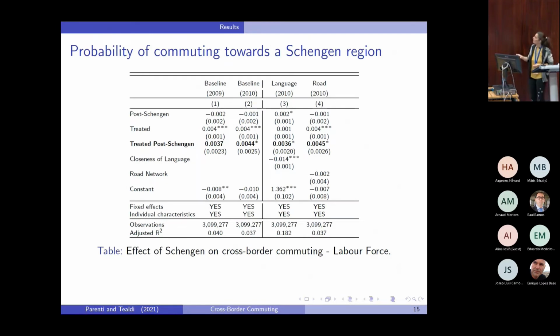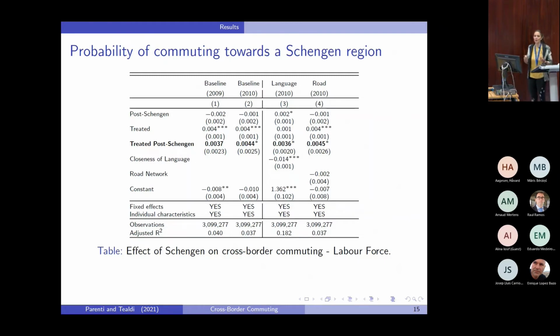So the baseline model is this one. As you can see, it's comparable to what we have seen in the event studies. The only difference is that there is no significant effect if we consider 2009 as the year of the event. If we move the year of the event to 2010, we actually find a positive and significant effect. And this is interpretable as a delayed effect.